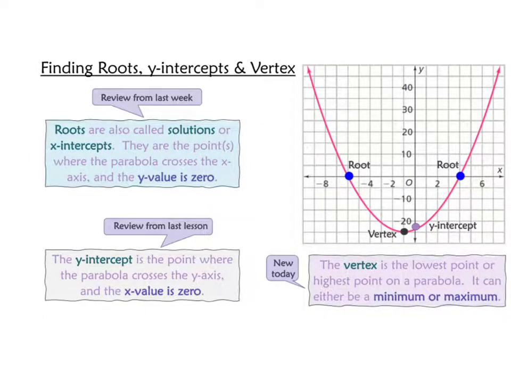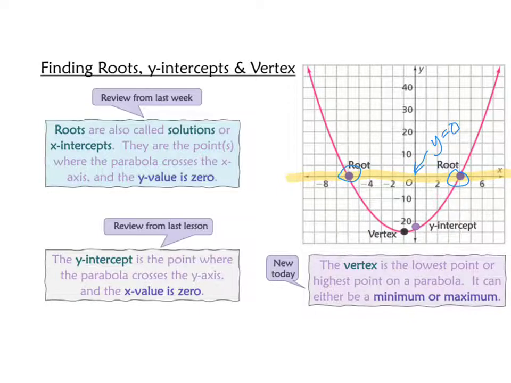Roots are called the solutions or the x-intercepts, and they're the points where the parabola crosses the x-axis. Here's the x-axis. These two dots, right here and right here, are the roots. They're where the parabola crosses the x-axis. Also, at the x-axis, y is always equal to what? If you said 0, you are correct.